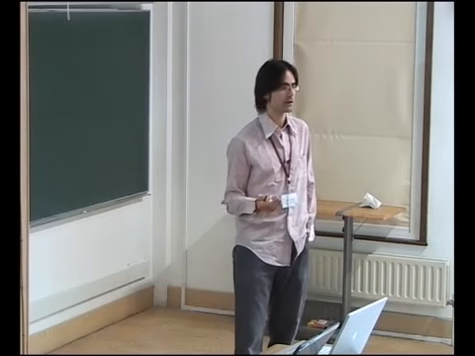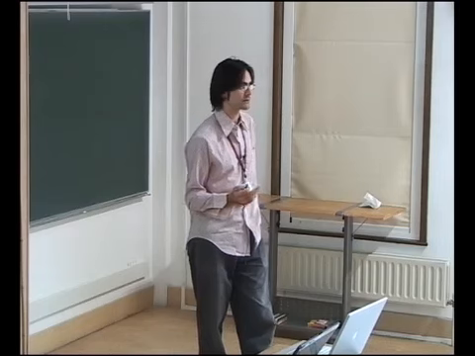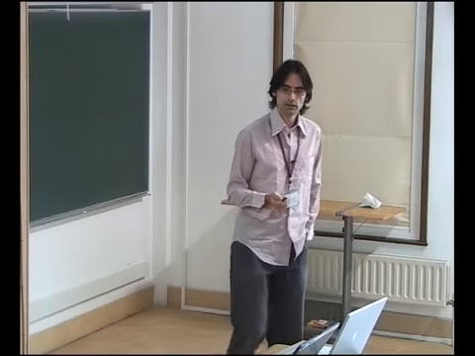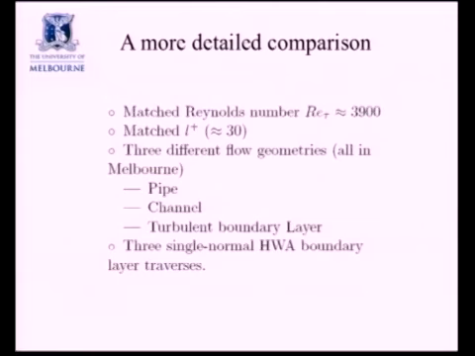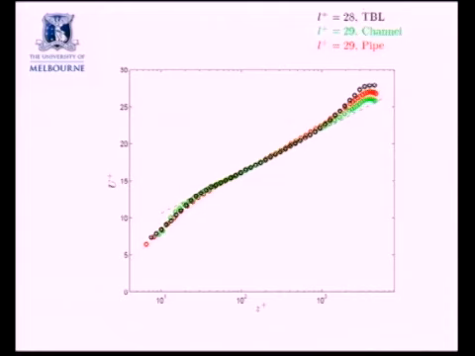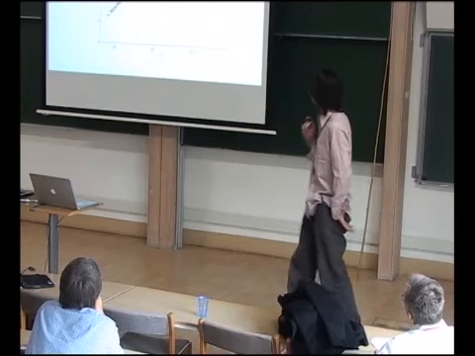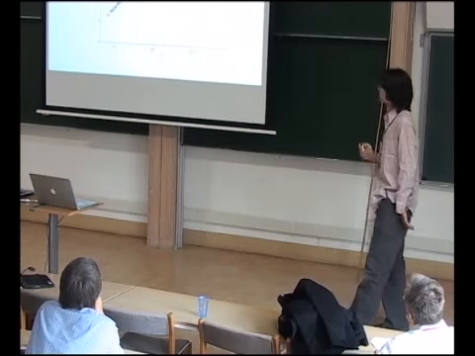Okay, so after we finished that work, we decided to do a more detailed comparison, and Nick Hutchins and I have been working on that for the last 9 months, I guess. At Melbourne, we're lucky enough to have a pipe, channel, and boundary layer facility. They've all been well tested and can get to reasonably high Reynolds numbers. I guess I should call them moderate. But we're able to match the conditions, we're able to match the hot wire length, and we think we've made some very careful measurements in all three facilities to make a nice comparison.